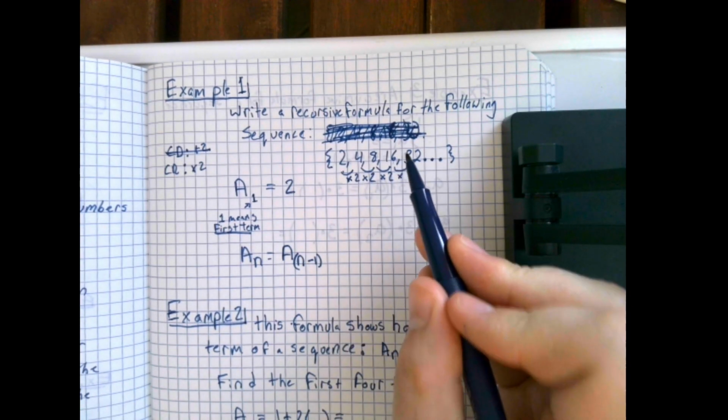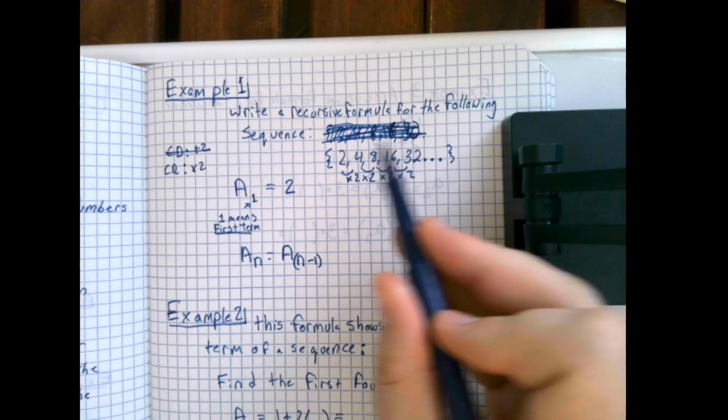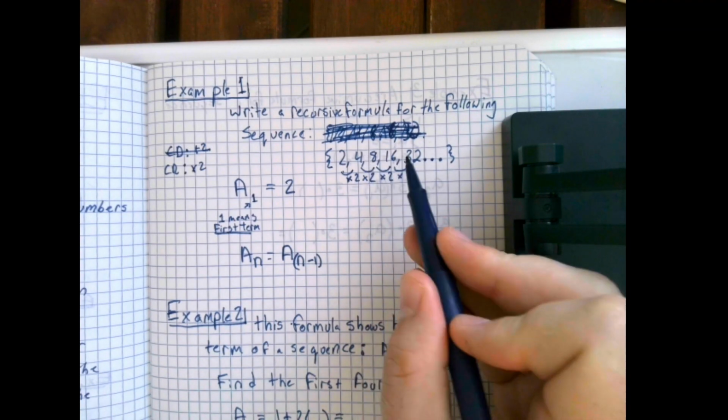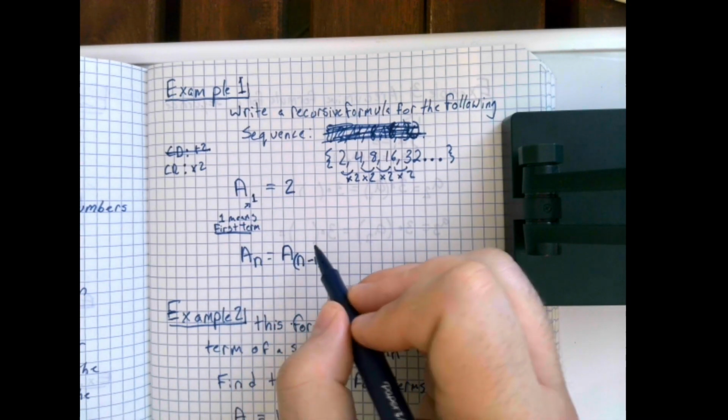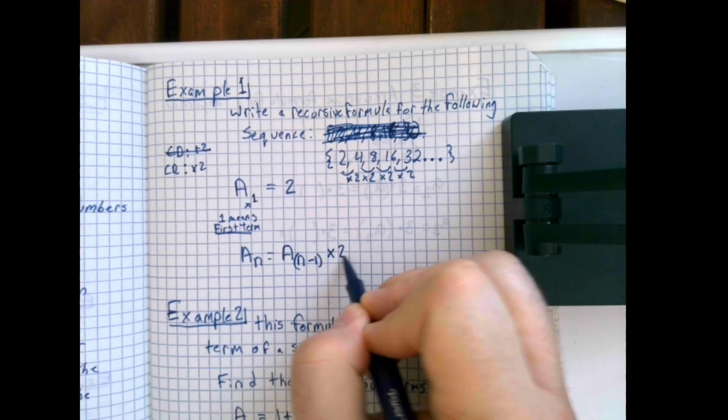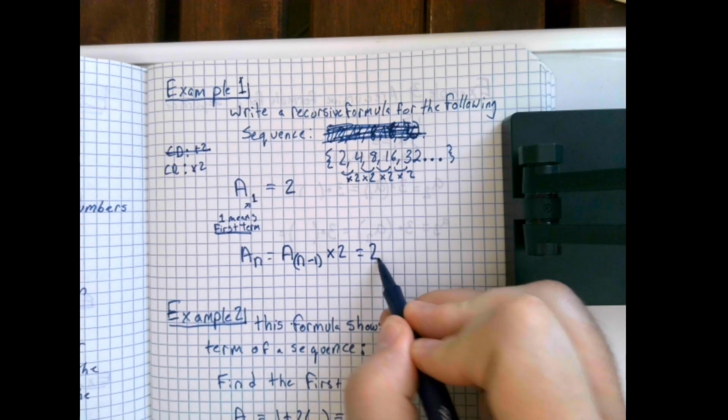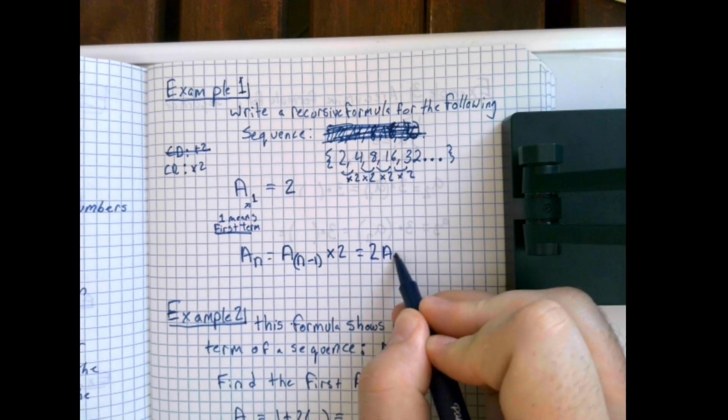So every term is the term before it times 2. So we would say that any number is the number before it times 2. We could also say 2 a sub n minus 1.